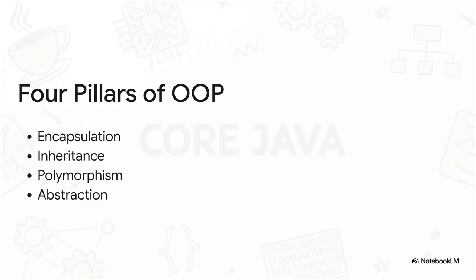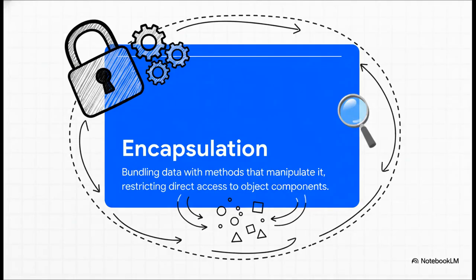Encapsulation, inheritance, but don't worry about that. Each one is just a smart principle for writing better, more flexible code. Let's quickly break them down. First up, encapsulation. Okay, the best analogy for this is a car engine.